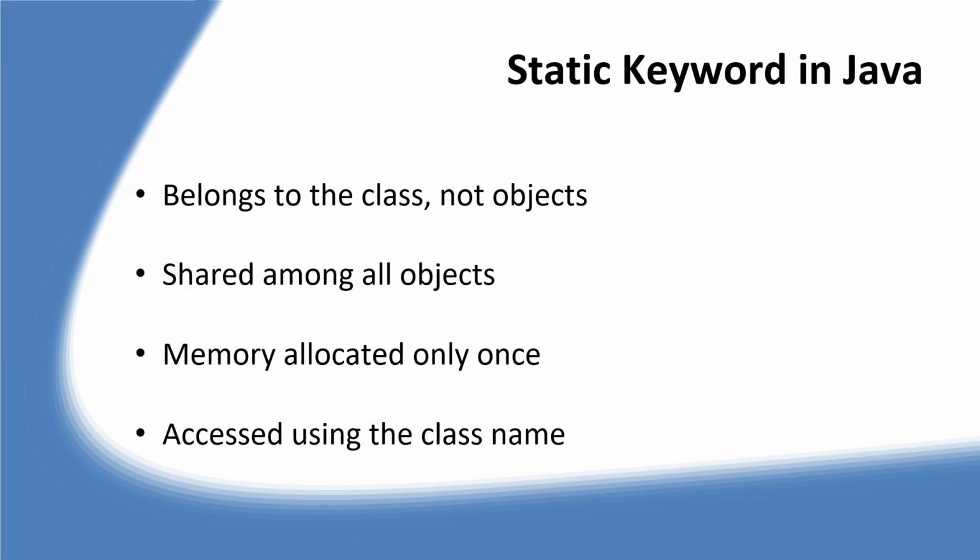In this video, we will learn about the static keyword in Java. We will understand what static means, where it can be used, and how it helps to share data and behavior across all objects of a class. We will also see some practical examples of static variables, static methods, and static blocks. Okay, so let's get started.